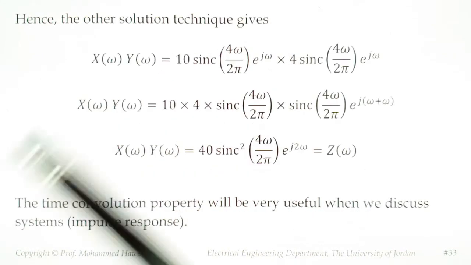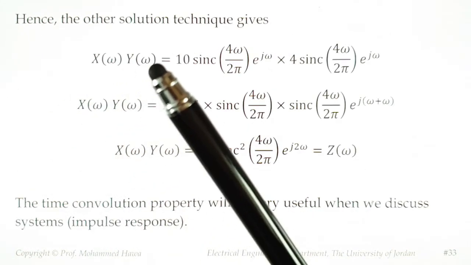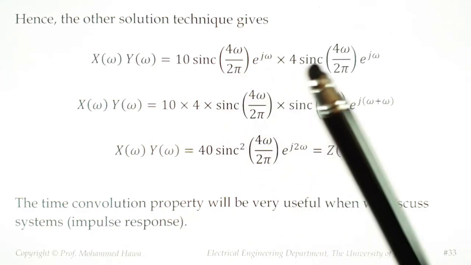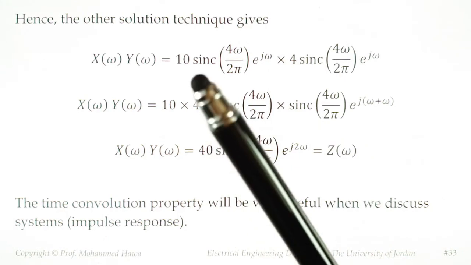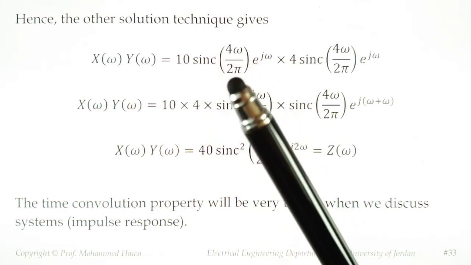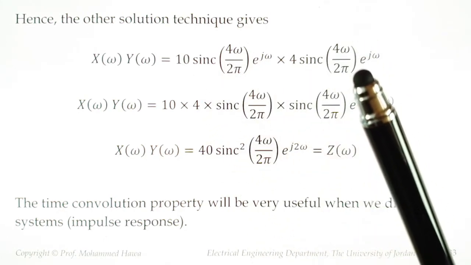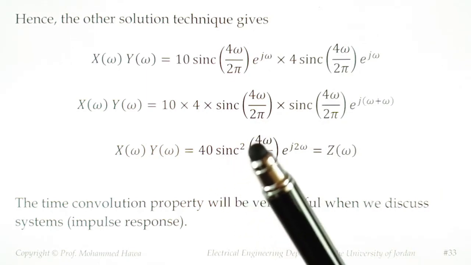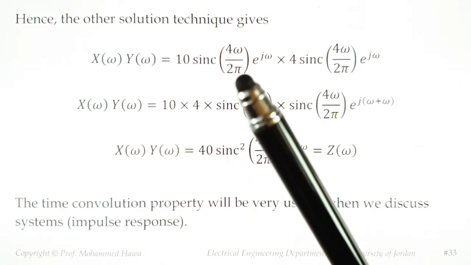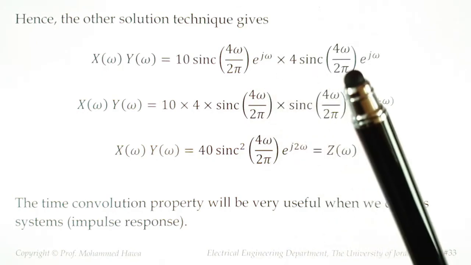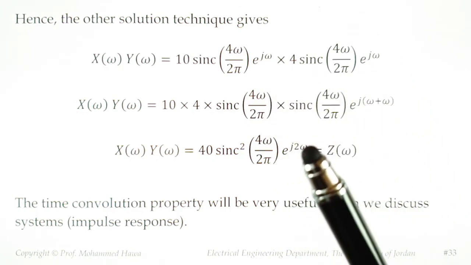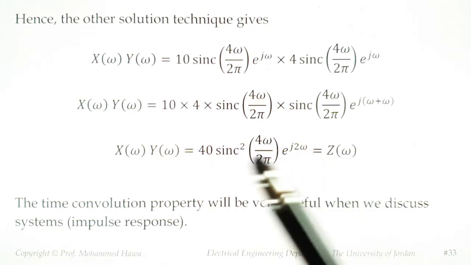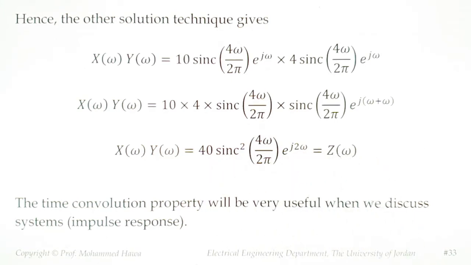Let's now try to multiply X of omega by Y of omega. Multiply this sinc by this sinc. You're going to multiply 10 times 4, that's 40, and you multiply sinc(4 omega/2 pi) by sinc(4 omega/2 pi). You're going to get sinc squared. You multiply e to the j omega by e to the j omega, you add up the exponents, you get e to the j 2 omega.